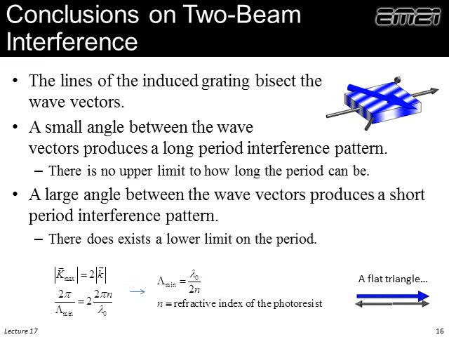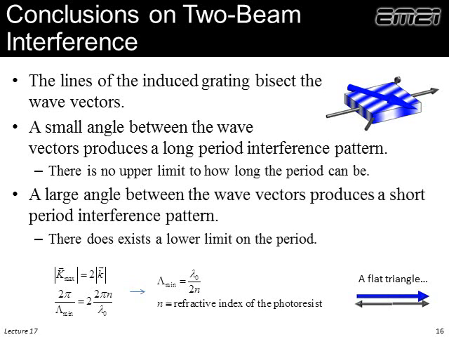So here are the conclusions that I want you to come away with from this two-beam interference. The lines of the grating bisect the wave vectors. So look in the upper right here. These gray arrows are our two wave vectors. The lines bisect right down the middle. And then, of course, our grating vector is orthogonal to those. And the grating vector and the two wave vectors producing the interference form a triangle.